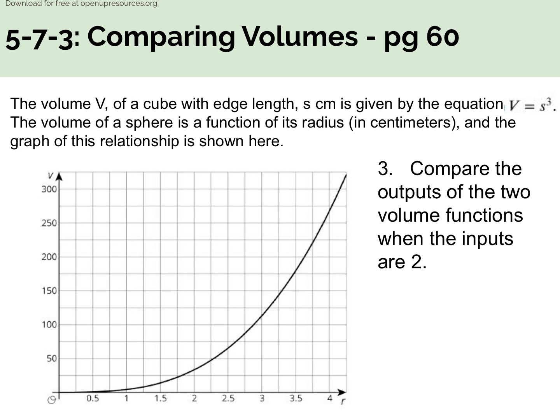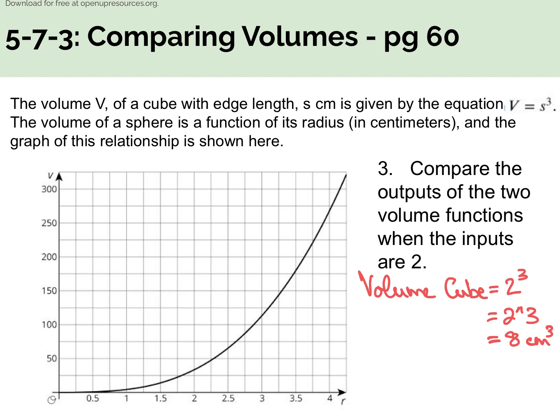All right, number 3, compare the 2 outputs of the 2 volume functions when the inputs are 2. So input is 2. The first one, again, we're looking at the volume of a cube. Input is 2, remember, and we did 2 to the 3rd power. So 2 caret 3, or 2 times 2 times 2. What is that answer? That's 8. And remember, it's centimeters cubed for volume. So that's the volume of the cube.